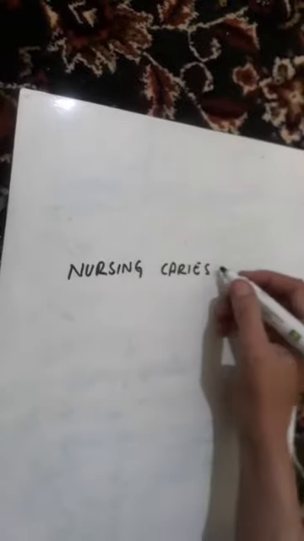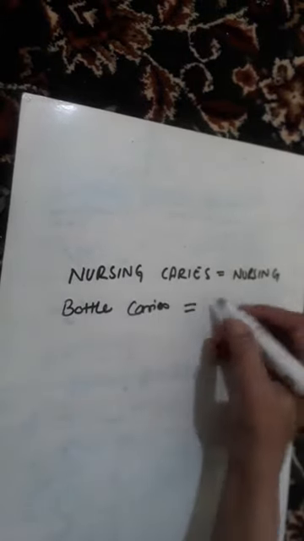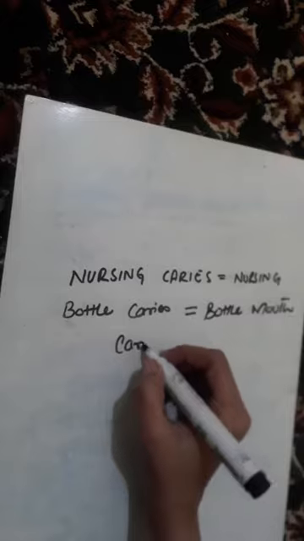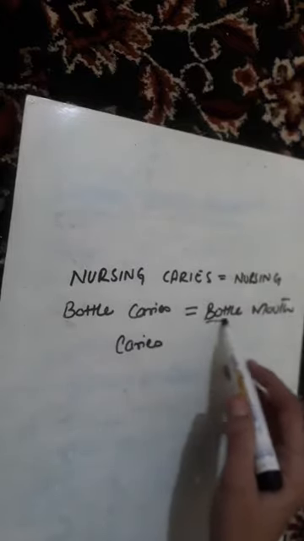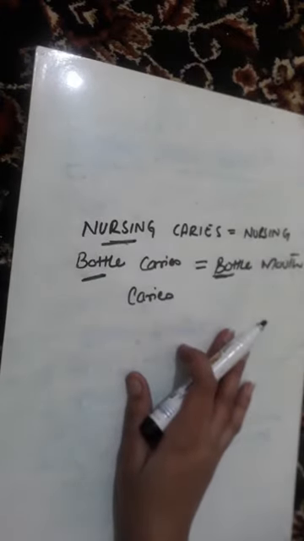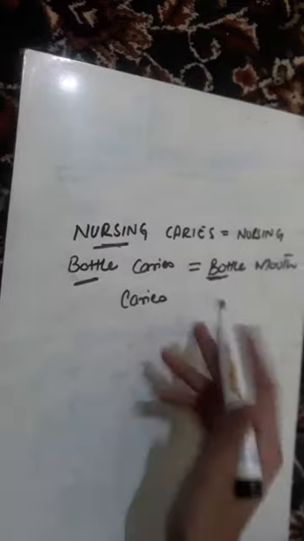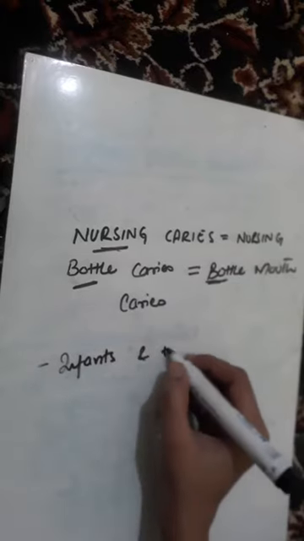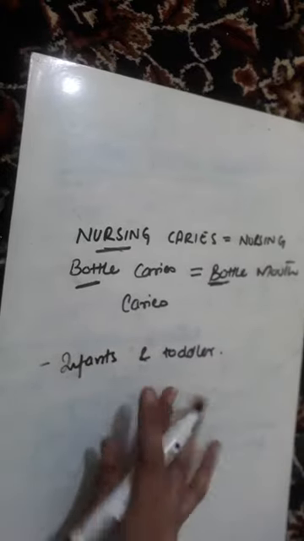Nursing caries is also known as nursing bottle caries, or bottle mouth caries. As the name suggests, bottle in the nursing, it is the caries that mostly happens in the age that is less than 1 year, mostly in the infants and toddlers. Now we'll move towards the nursing caries.